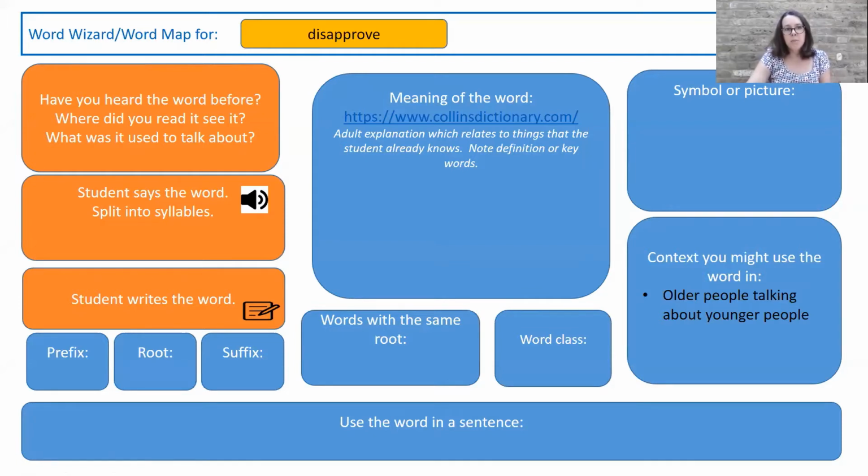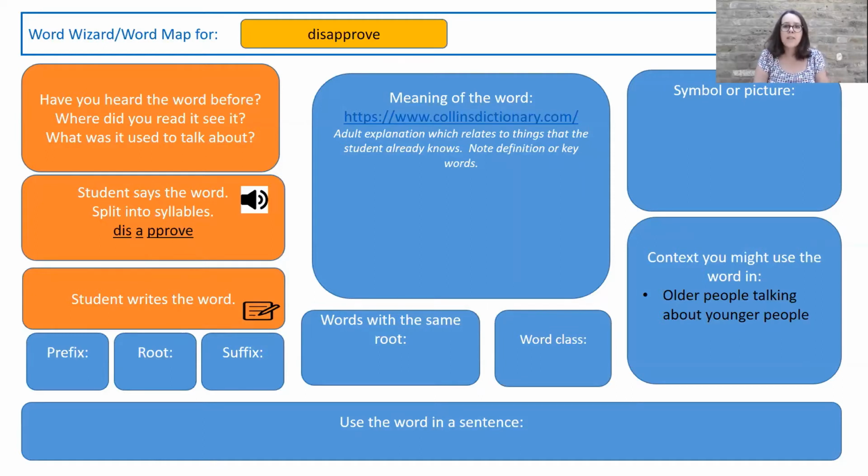So the word is disapprove. They might think it is prove or improve, approve. So you're making sure that they've got a clear sense of the word. You're going to then get them to say the word and split it into syllables. So you can write it in this way, and you might want to clap out the word disapprove to help them split it into syllables, write it out that way so they can see that it's a 3-syllable word.